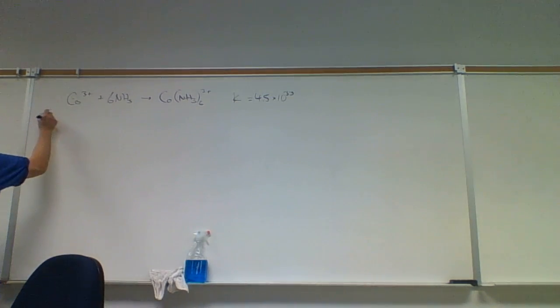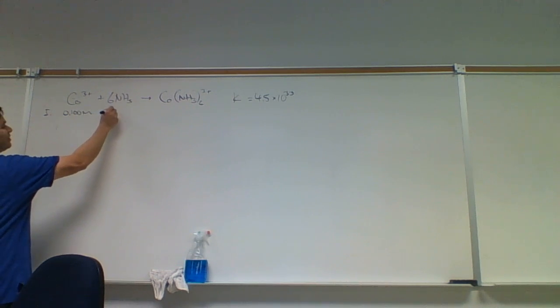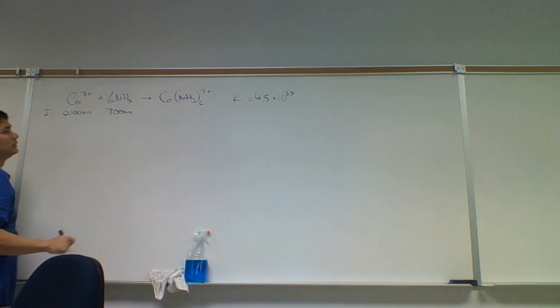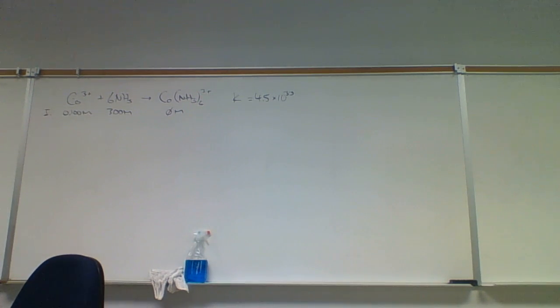All right, so you do the ICE table, right? This was 0.100 molar. Was it 3.00 molar? And I assume nothing's reacted yet. 0 molar there. And so what do you want to do next? Reset. Do you see there's an imbalance here? Because when you look at the K value, it's enormous, 10 to the 33. It tells you all the atoms should be on the right side. So we should reset this one.